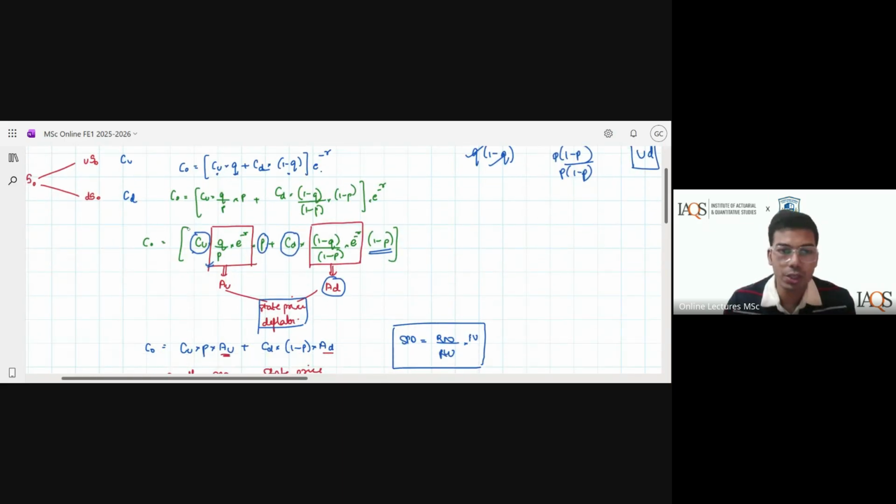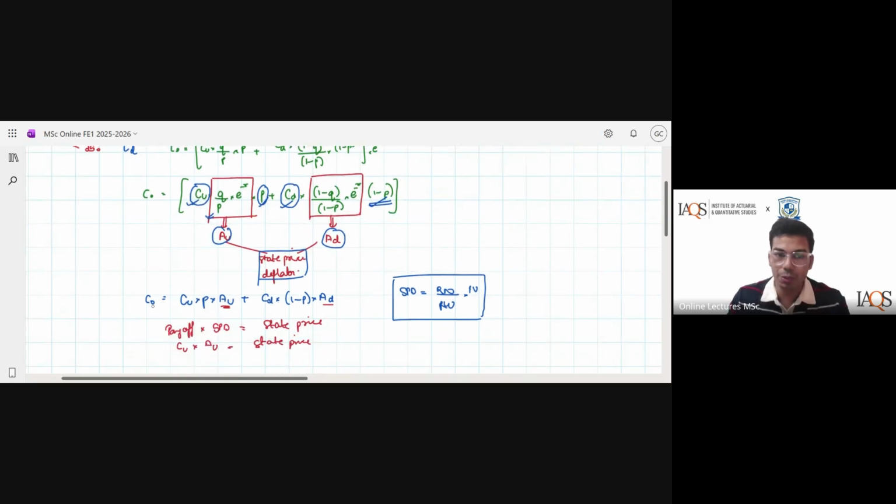Now, what I do is, I multiply the e raised to minus r inside. So I have Cu into Q by P into e raised to minus r into P plus Cd into 1 minus Q upon 1 minus P into e raised to minus r into 1 minus P. Now, if you look, you have your payoff, you have your probability. You have your payoff, you have your probability. What is remaining is the PV factor term, which is nothing but Q by P into e raised to minus r, 1 minus Q by 1 minus P into e raised to minus r, which I'll write as Au, Ad, which is nothing but your state price deflator.